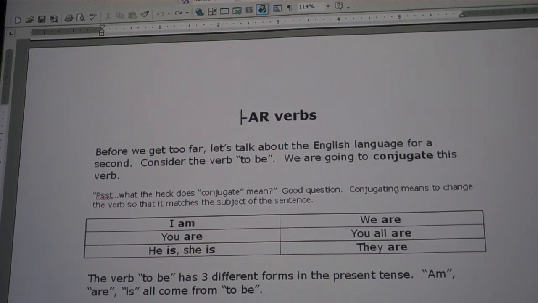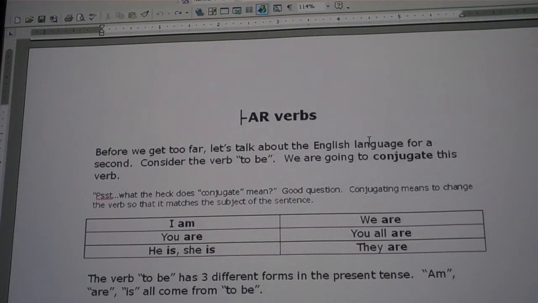Today, you should be in your packets on the page that says AR Verbs. And on that page, part of what you did yesterday had to do with what we're going to be talking about today. What I mean by that is, yesterday when you were with your sub, I left a video for you guys, and I was explaining to you that when you're talking about yourself doing an action, like I listen or I study or something like that, you had to do something with your verb.